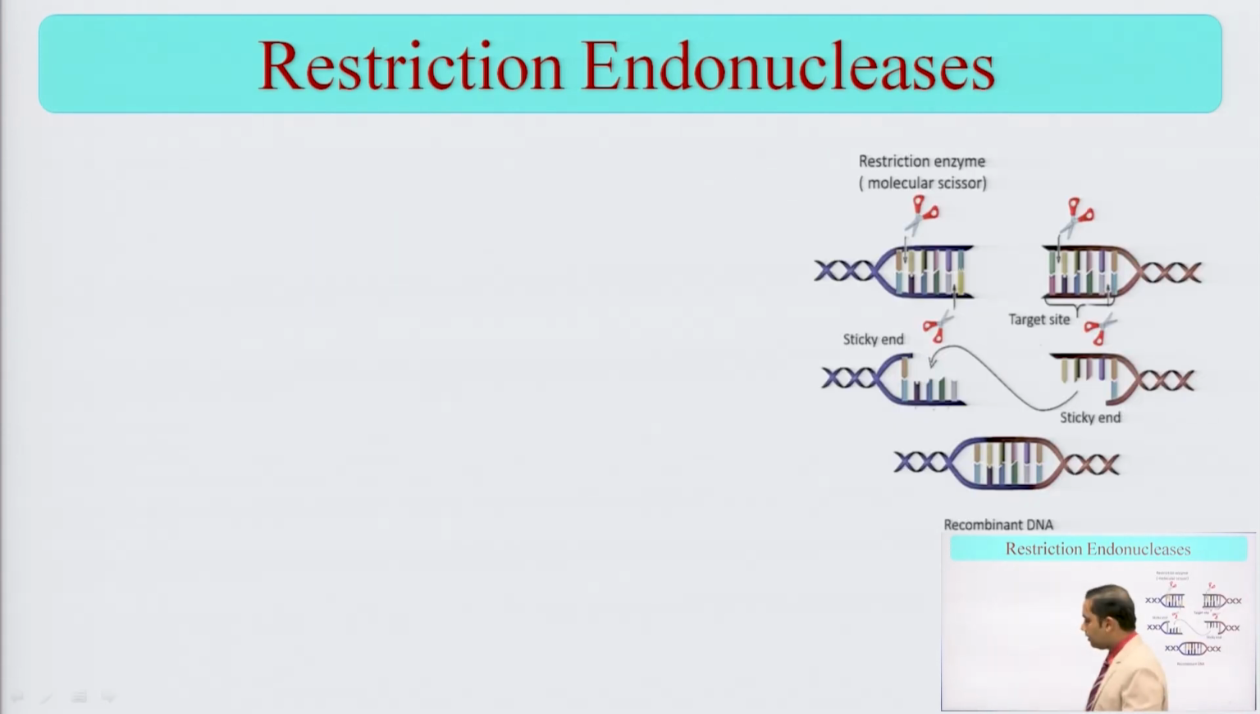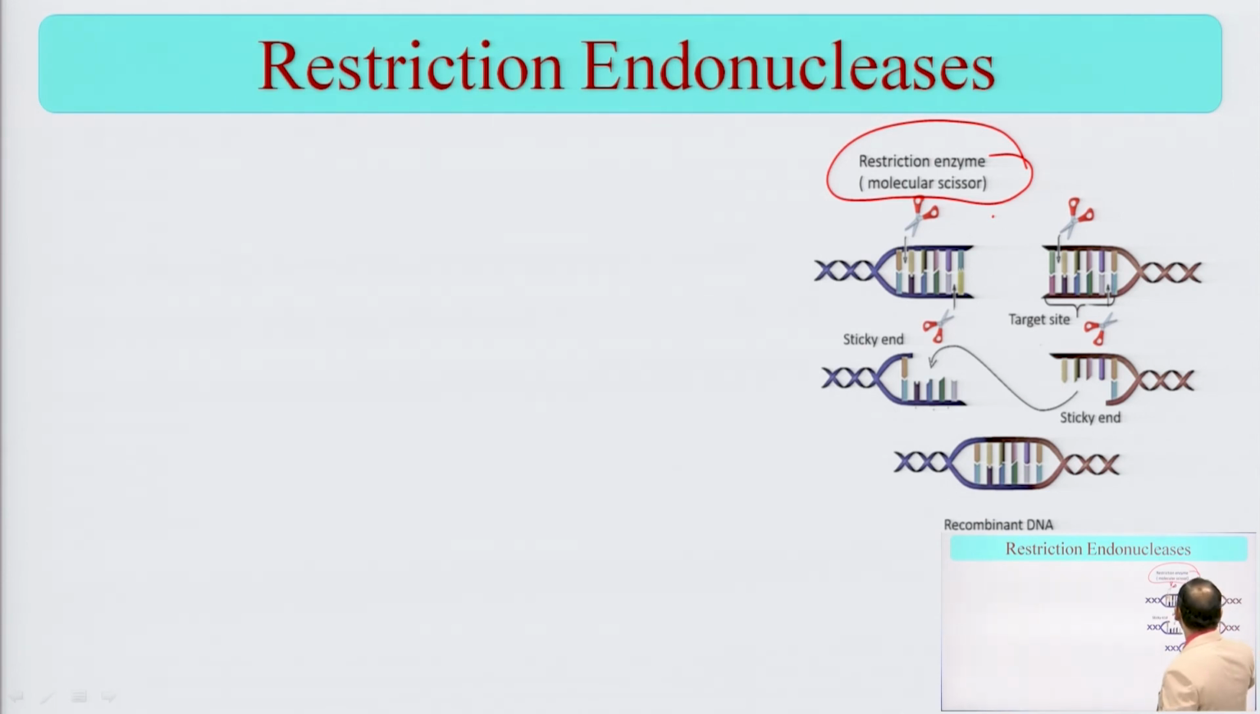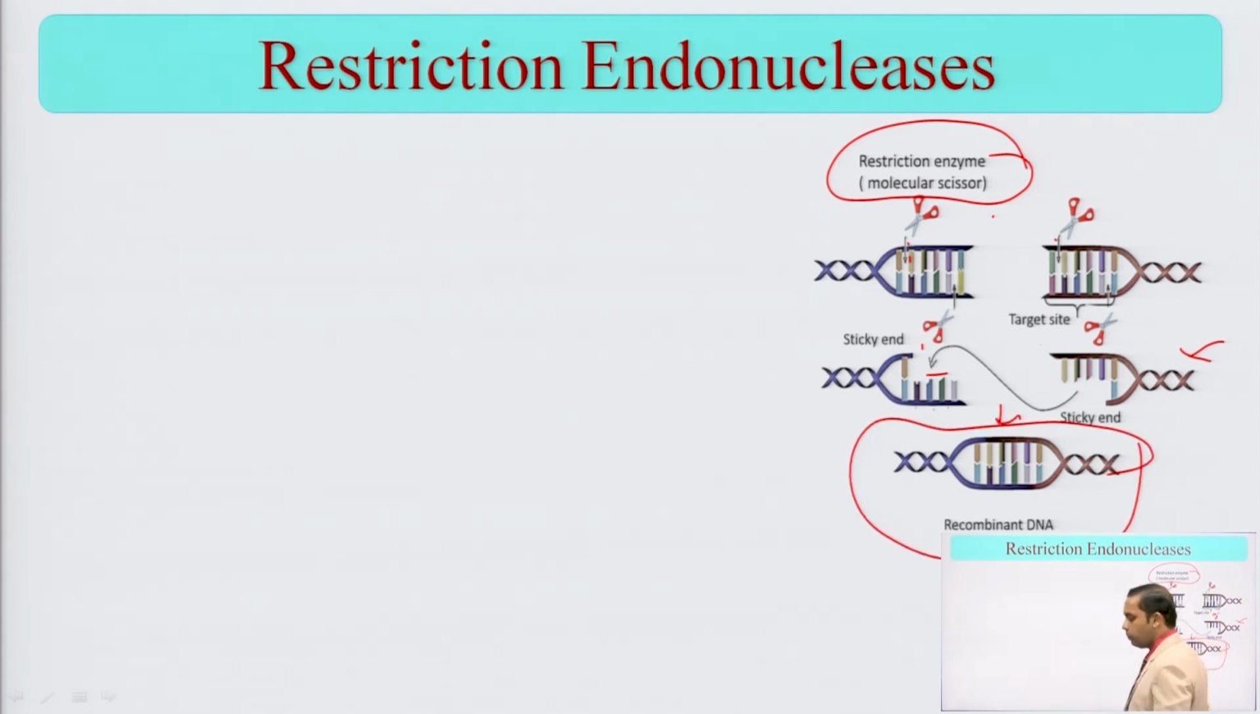See, this is the picture. You can see the restriction enzyme, also known as the molecular scissor, because it will cut the DNA. This is the area where it is cutting, because this is a targeted site. Here is a sticky end, and this is our gene of interest. Both are joined together and ultimately we are getting the recombinant DNA.